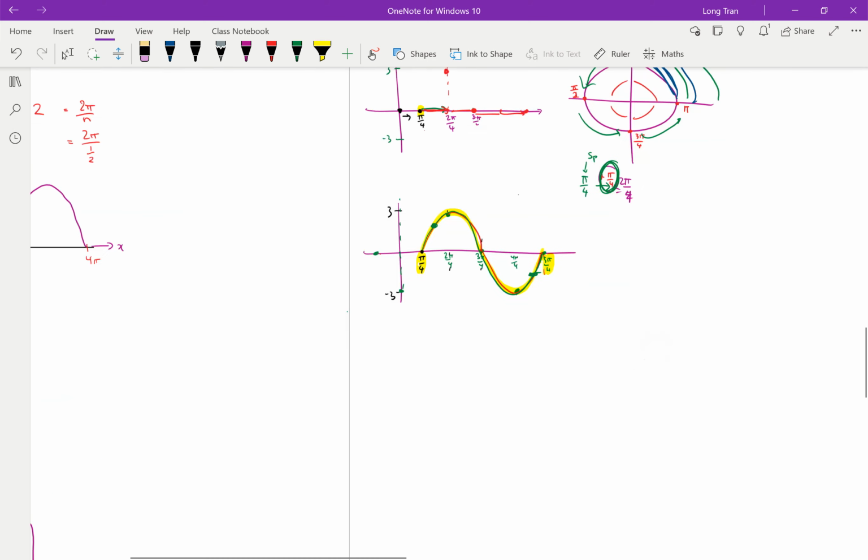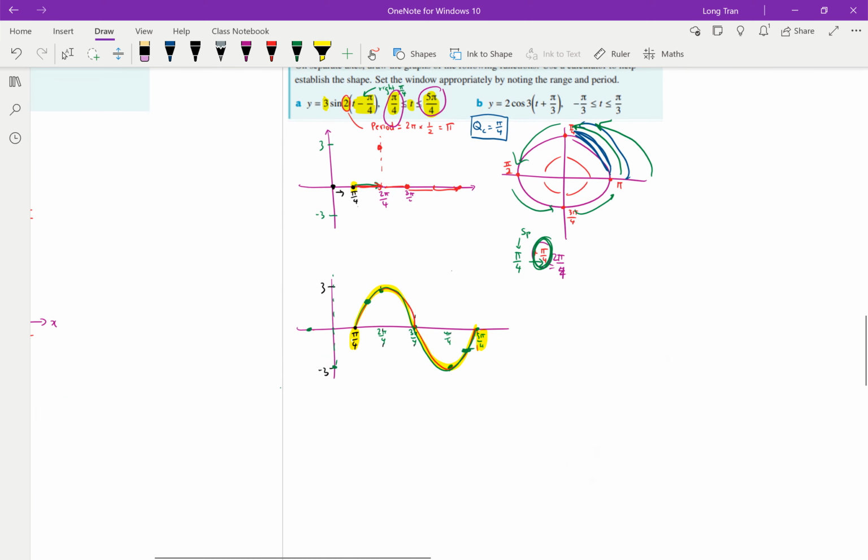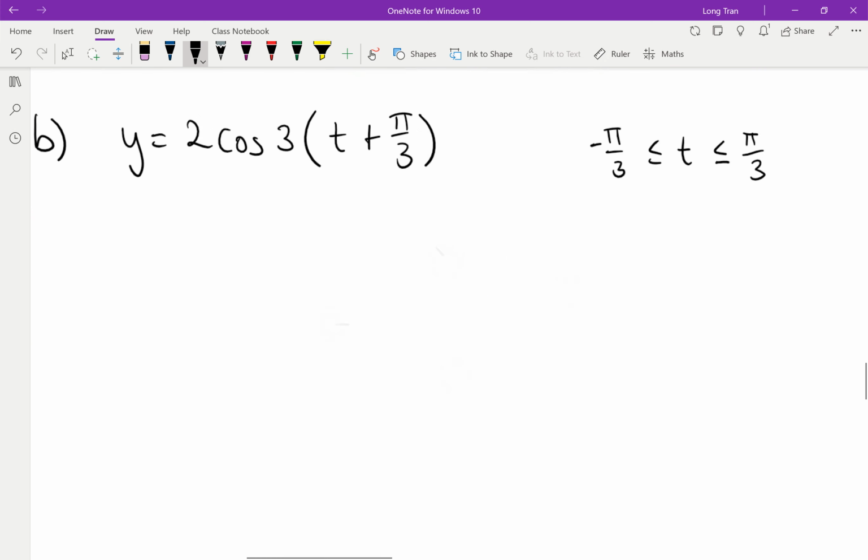Let's do B. I'm going to write it down first just so I can see the question. So B is y equals 2 cos of (3t plus pi on 3). That's it. And then the domain is from negative pi on 3 less than or equal to t, less than or equal to pi on 3. Okay, cool. So same thing again.